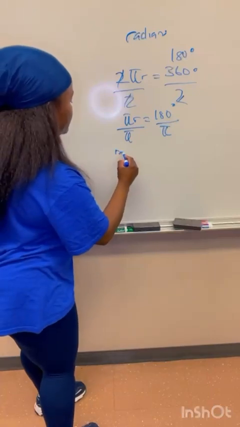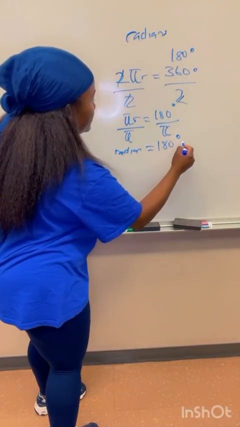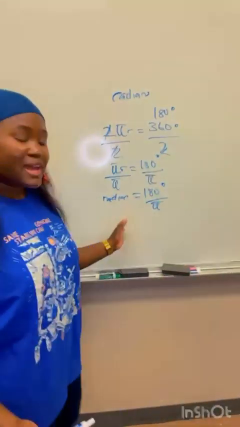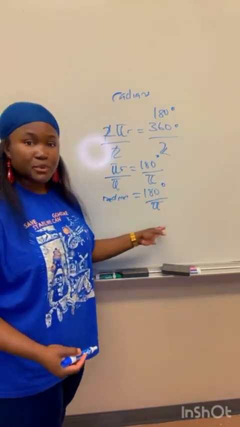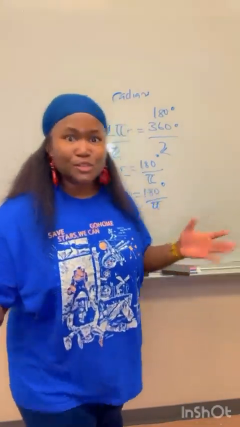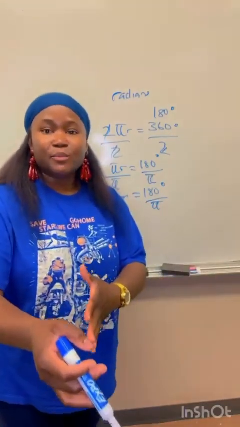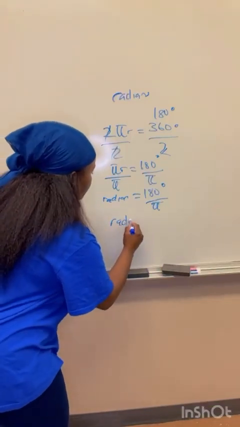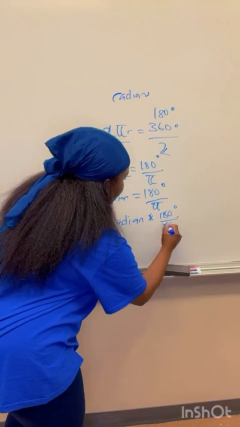Now we have 1 radian equal to 180 degrees divided by pi. So now we have this much per radian. So let's say we have, I don't know, 5 radians. So we need to multiply that by this to get the degree number that we're looking for. So the final formula will now be radian times 180 degrees divided by pi.